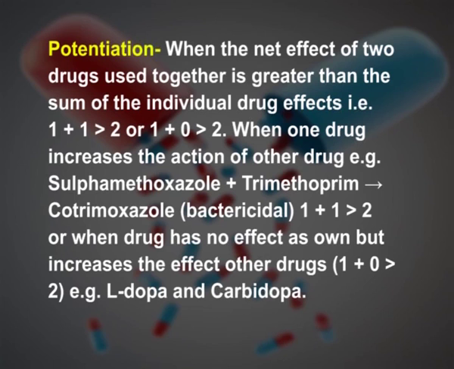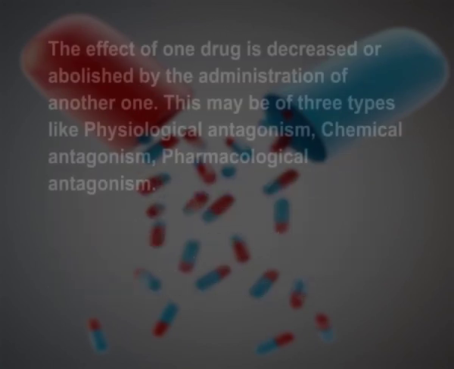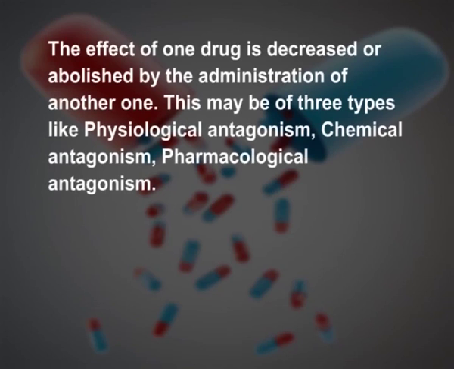Example, L-Dopa and carbidopa. B category, drug antagonism. The effect of one drug is decreased or abolished by the administration of another one. This may be of three types, like physiological antagonism, chemical antagonism, pharmacological antagonism.